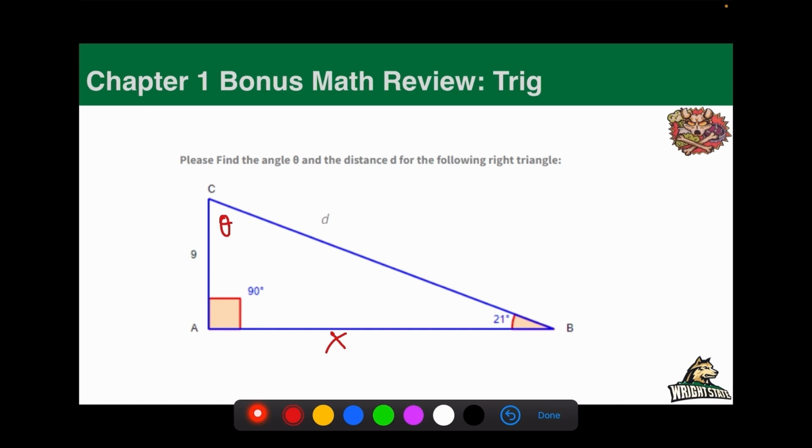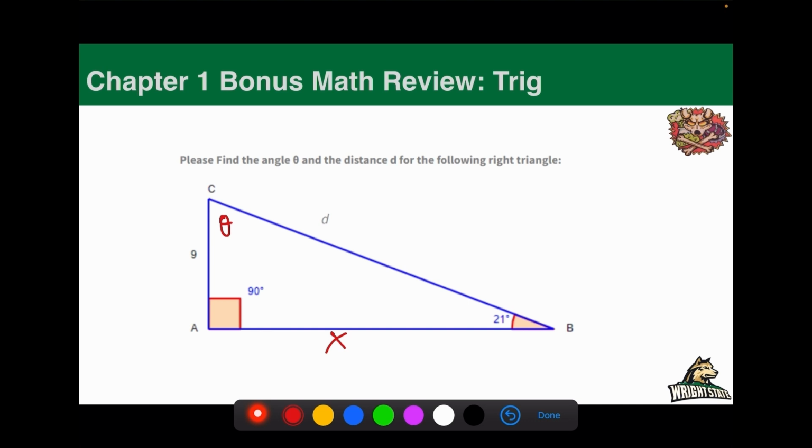I would like for you all, please, to pause the video and try to solve this triangle using trigonometry, and see if you can do it to find the angle theta and the side x, as well as the distance d. Go ahead, pause the video, and see if you can do it. Okay, let's go ahead and solve this.